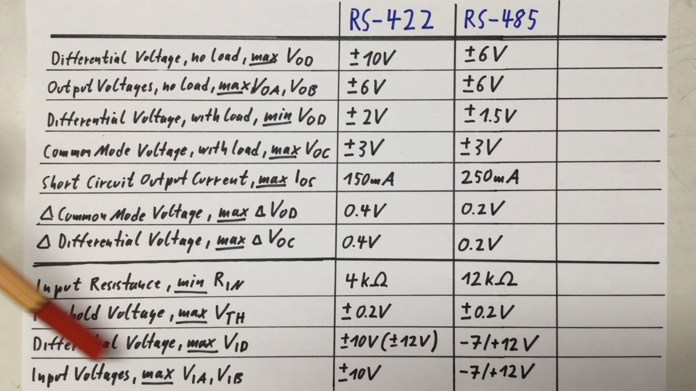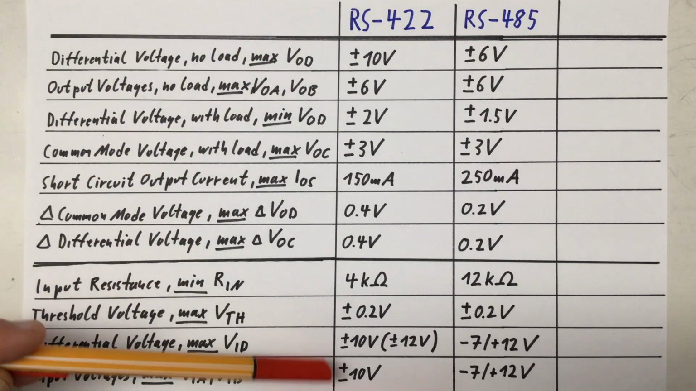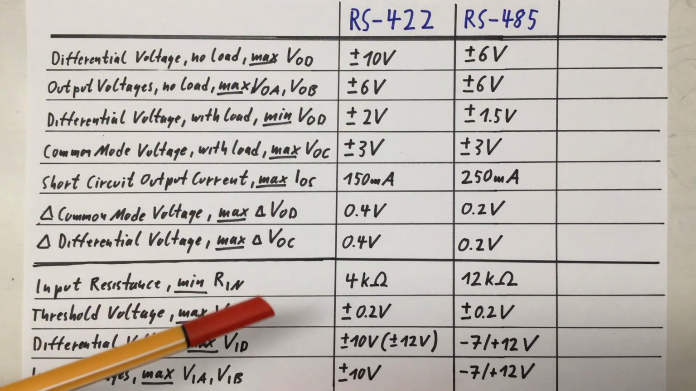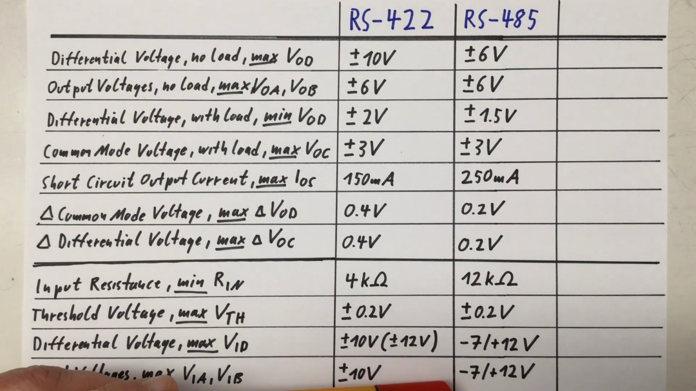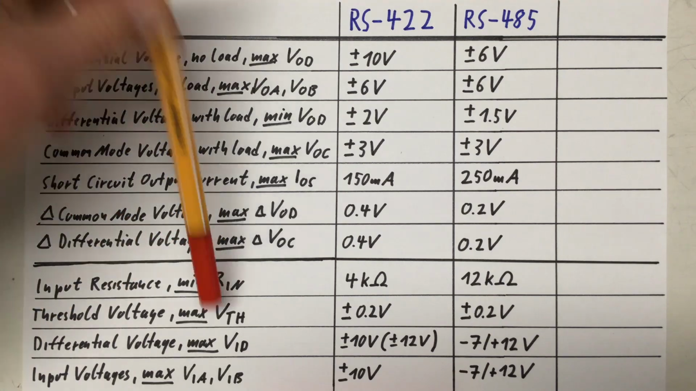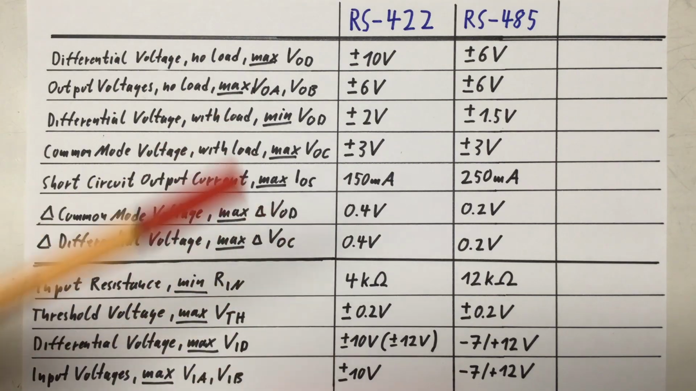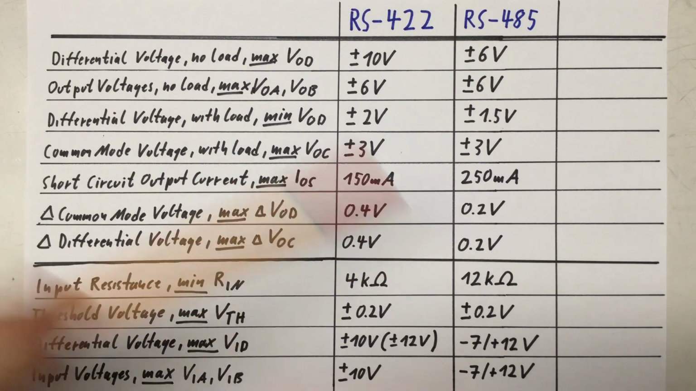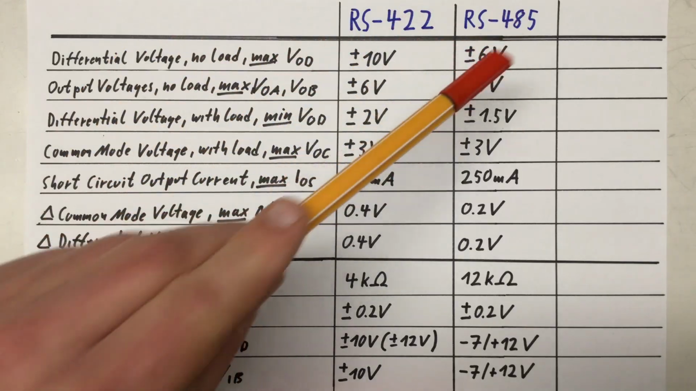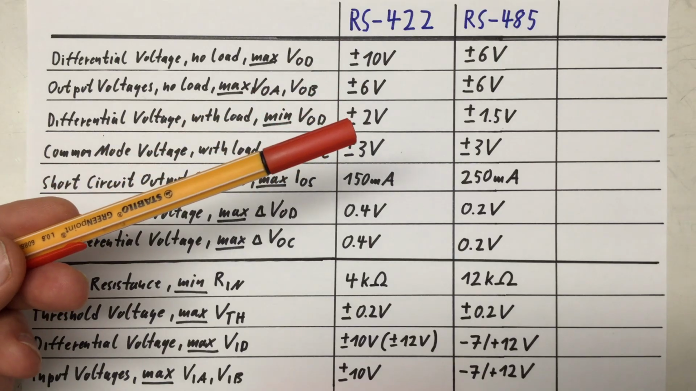The maximum input voltages at the A and B pins of a receiver measured to ground are for RS-422 plus minus 10 volts, like the differential voltage, and for RS-485 minus 7 to plus 12 volts, also like the differential voltage. I'll put links to some documents into the description of the video, mostly from Texas Instruments, that cover the specifications of RS-422 and RS-485, if you want to read up for yourself.